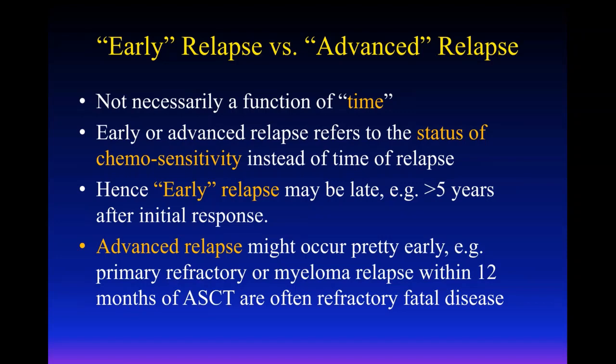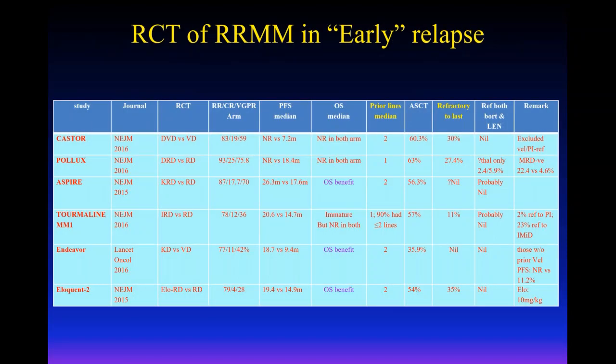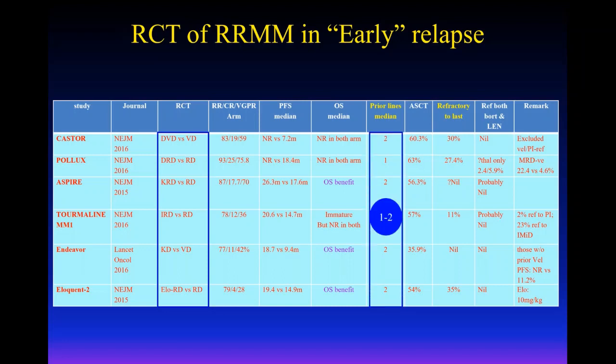And so this is a table to summarize the recent randomized controlled trials in relapsed myeloma, which is an early relapse. So we have CASTOR, which is Dara-VD versus VD, POLLUX, Dara-RD versus RD, ASPIRE, KRD versus RD, and TOURMALINE-MM1, IRD versus RD. And the other one too is Elo-RD versus RD. So you see that the majority, apart from ENDEAVOR, which is a head-to-head comparison, are 3 drugs versus 2 drugs. And you see that they are actually in the status of early relapse, in that the number of prior lines is only 1 to 2.